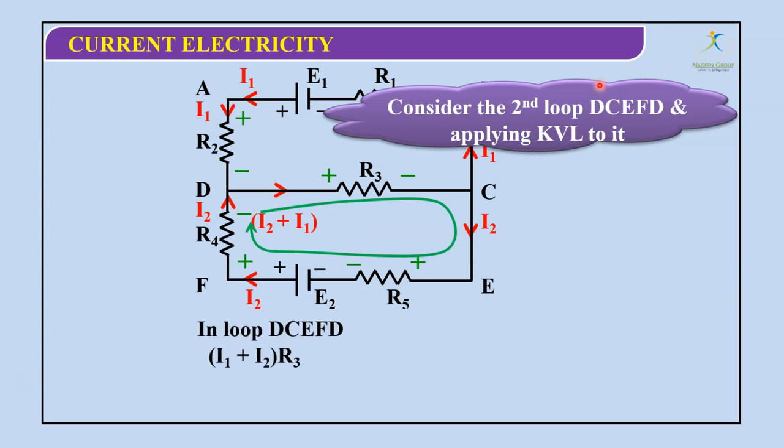So, in the loop D, C, E, F, D, (I1 plus I2) R3 is negative because it is in the same direction. I2 R5 is again in the same direction, so we put a negative sign. E2 is in the opposite direction, so we take it as positive. I2 R4 is in the same direction, that's why we take it as negative, and the sum equals 0. We rearrange this formula and we get this result.